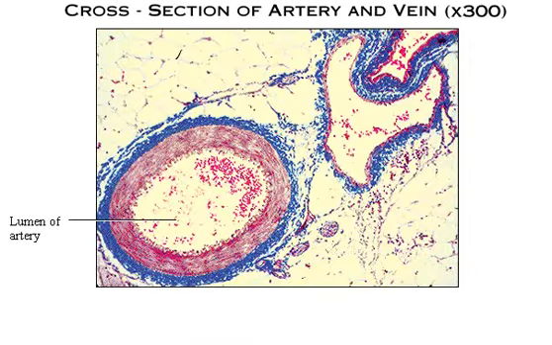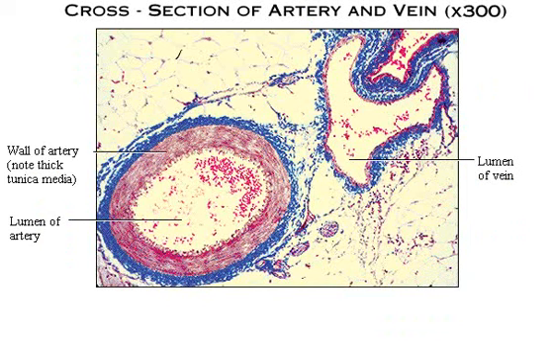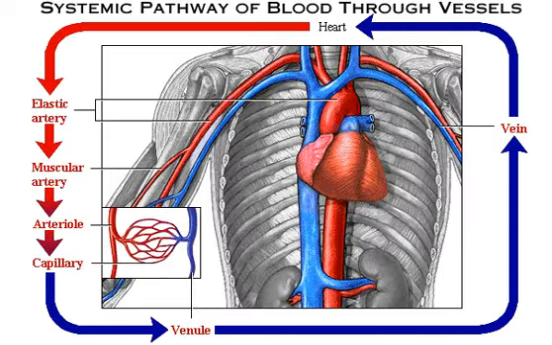This photomicrograph shows an artery and a vein side by side. Note the thick tunica media in the artery and the thin walls of the vein. Using this figure, trace the complete pathway of blood through the different types of blood vessels. We will explore this pathway in more detail in the next few pages.